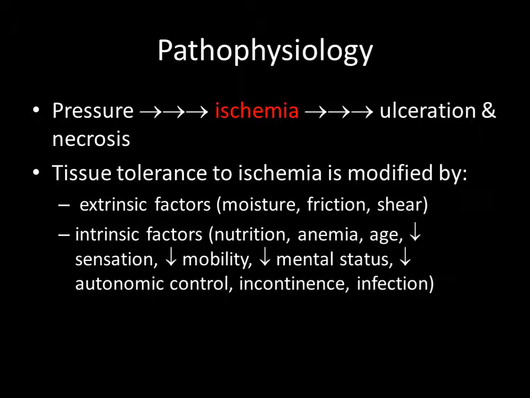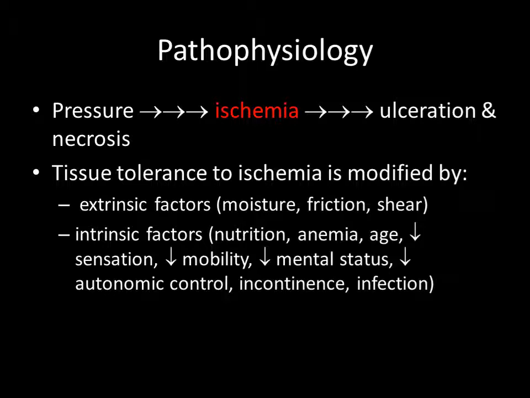So coming to the pathophysiology, pressure causes mechanical damage to the tissues, which results in occlusion of the blood vessels, leading to ischemia, which leads to ulceration and necrosis of the tissues. So the tissue's tolerance to ischemia can be modified by different extrinsic and intrinsic factors, which are basically the risk factors which we have discussed earlier in the previous slide.